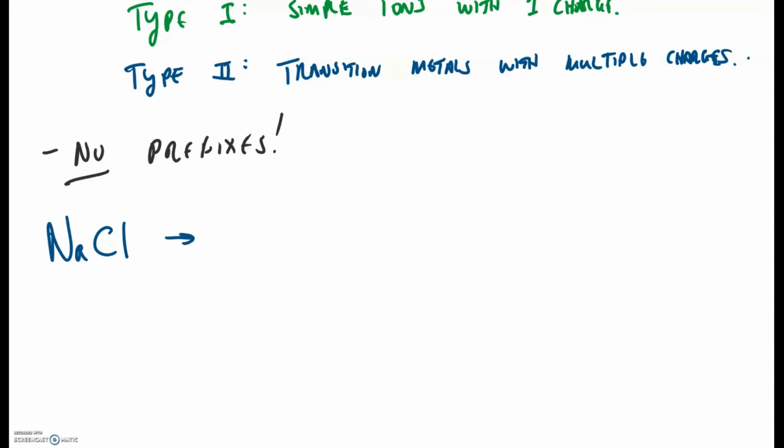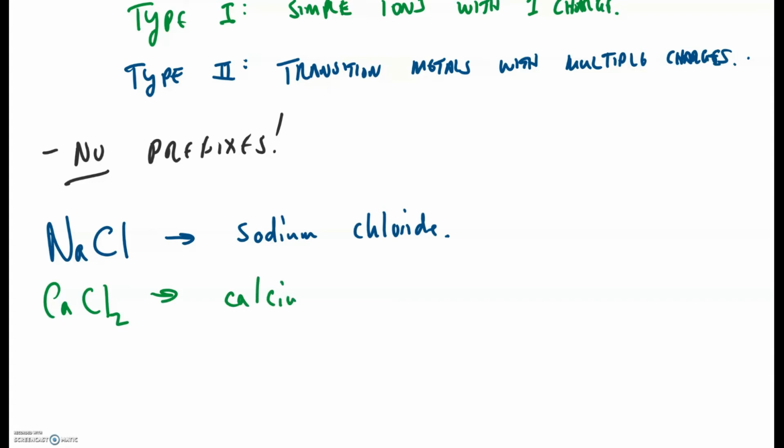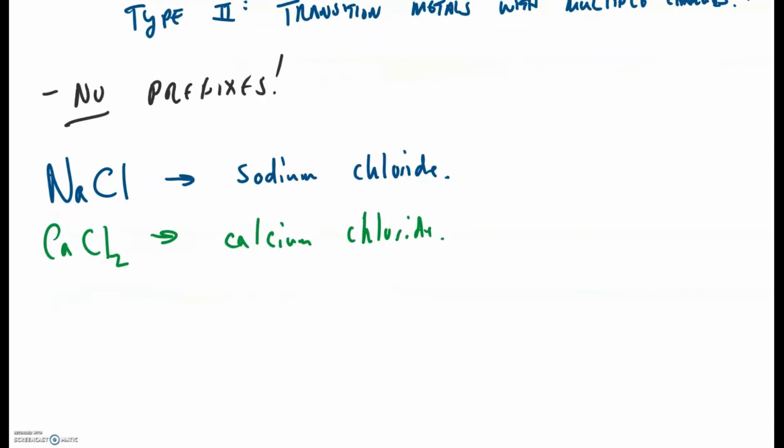So there's no mono this or that. All we do is drop the ending off the chlorine and simply name it as sodium chloride. Nothing fancy. If we were going to try something a little bit more complicated, this is called calcium chloride.